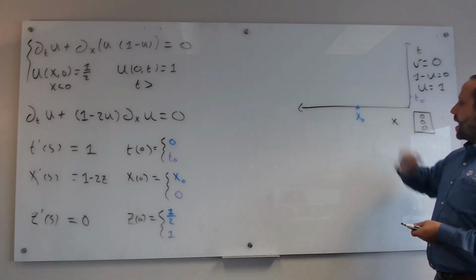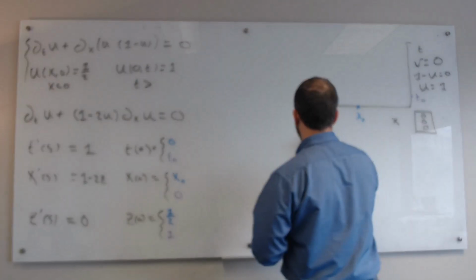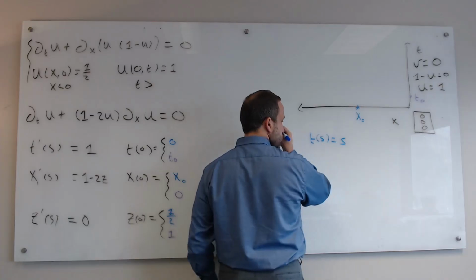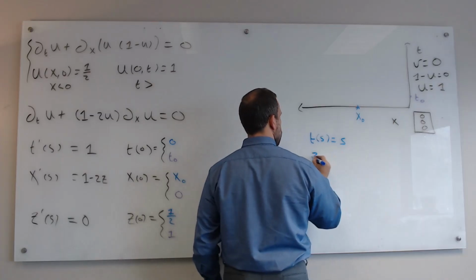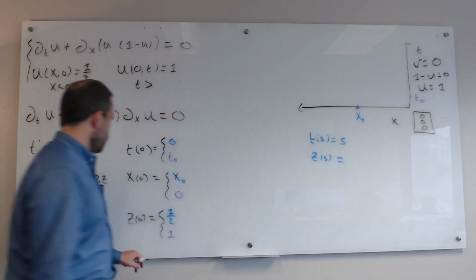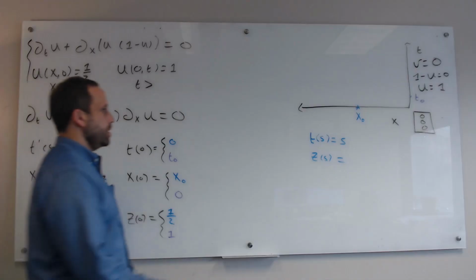So let's look at the characteristics that start on the negative x-axis. In this case, t of s is going to be equal to s. Z of s is going to be equal to 1/2 because z prime is 0, so z of s is equal to 1/2.